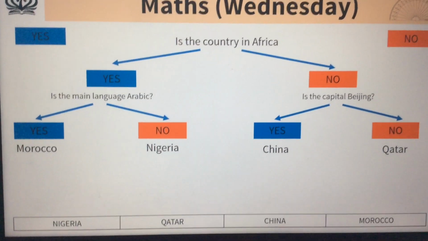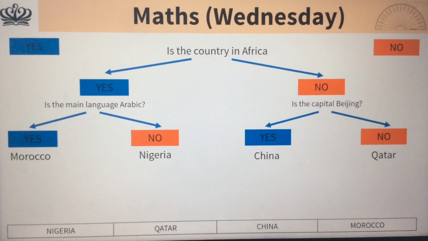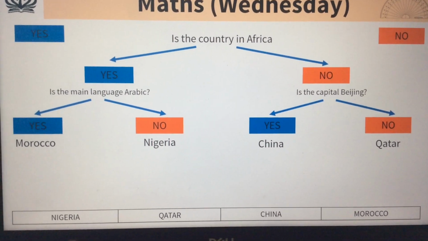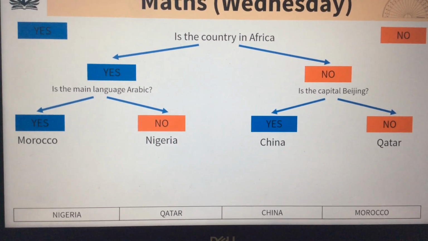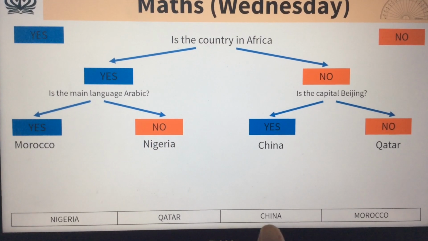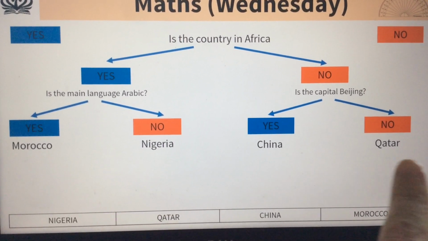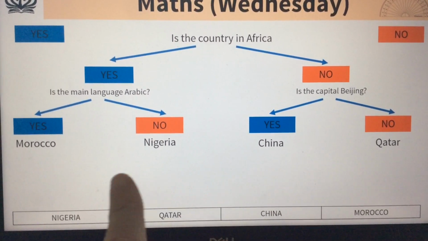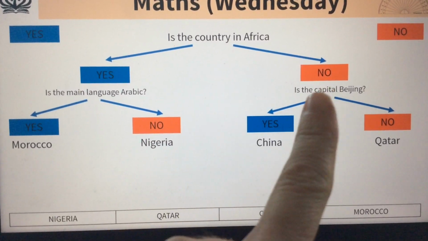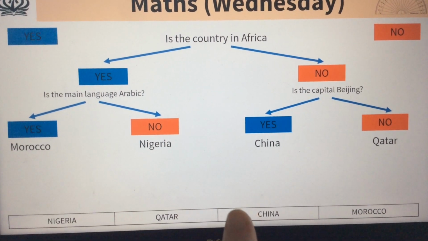Okay, so here is one example using different countries. So we've got 4 different countries at the bottom. We've got Nigeria, we've got Qatar, we've got China, and we've got Morocco. And what we want to do is sort out those 4 different countries using yes or no answers.